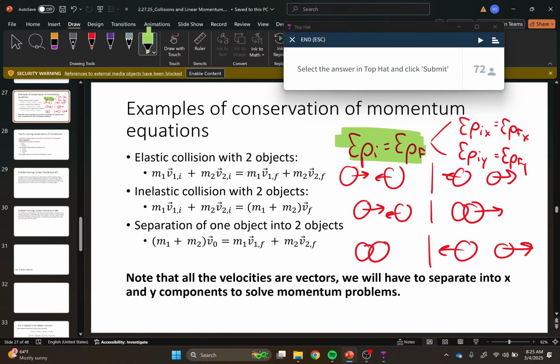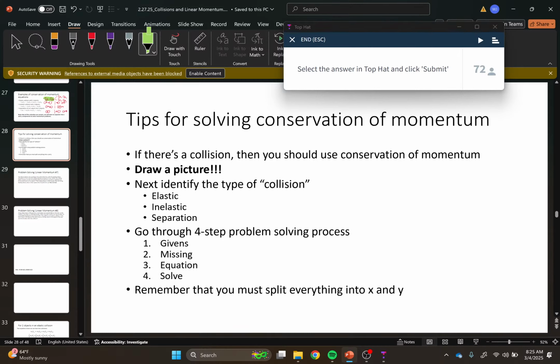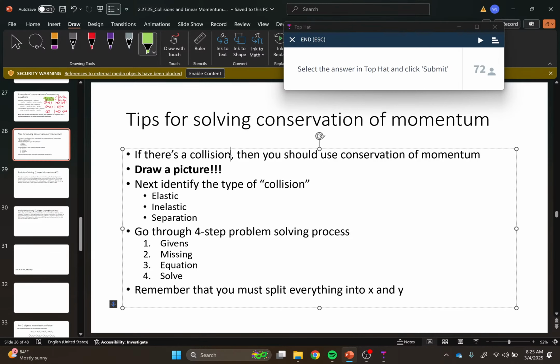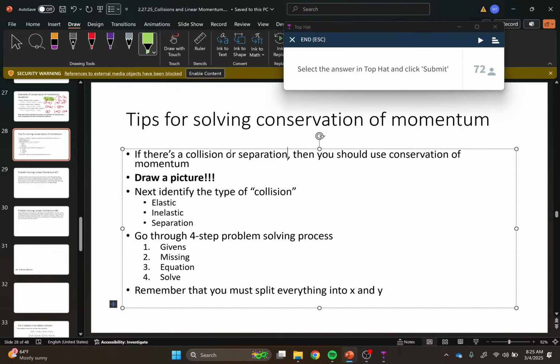So, I'll give you all some tips, and then we're going to do it. It's going to be a good time. All right. If there's a collision or a separation, meaning they split up, you're going to use conservation of momentum, guaranteed. Two objects hit each other and bounce off. Two objects start together and they separate. You're going to draw a picture. That's going to help you keep track of the objects and which way they're going and how many of them there are and whether they're together or separate.